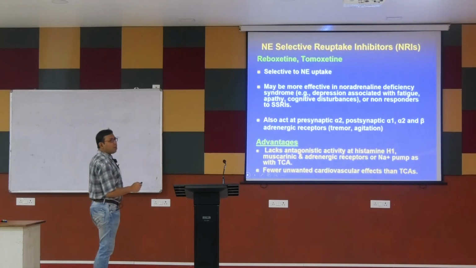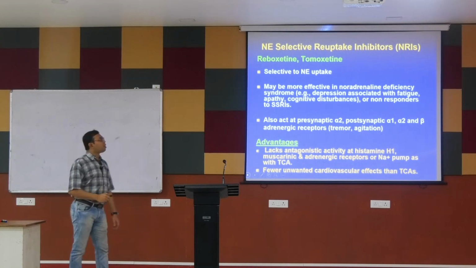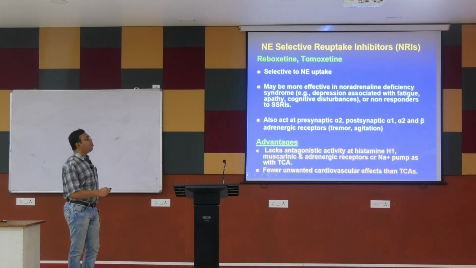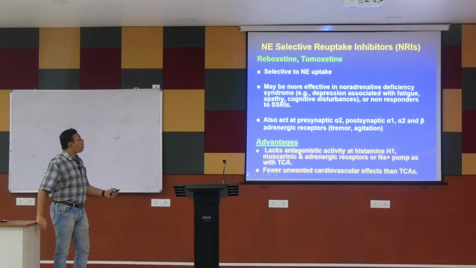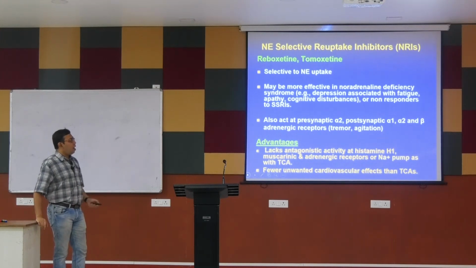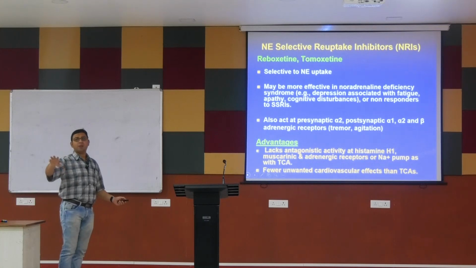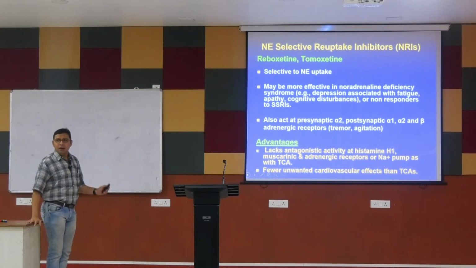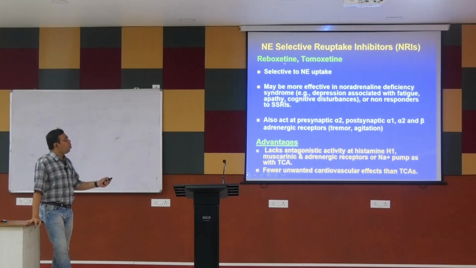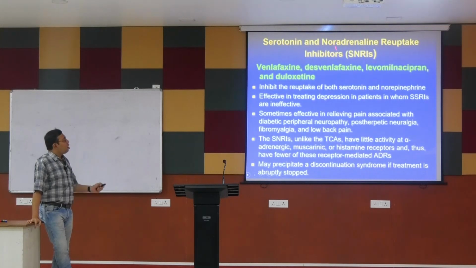Now coming to some other atypical antidepressant drugs like the norepinephrine selective reuptake inhibitors. Just remember the names reboxetine and tomoxetine. The advantage is they lack antagonistic activity at different other receptors, that's why the side effects are less. Details are not required, just remember the names reboxetine and tomoxetine.